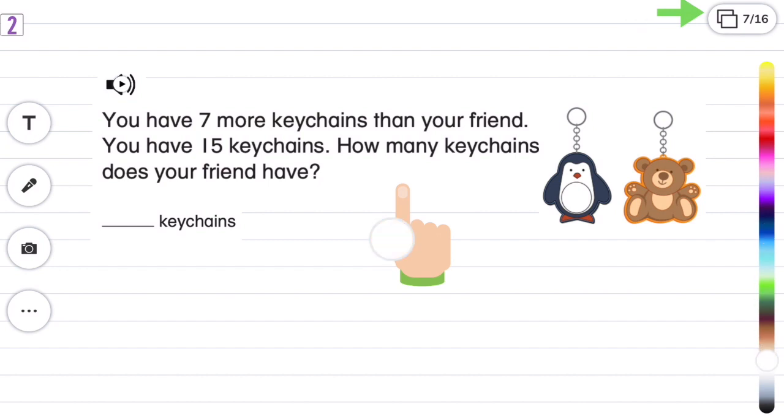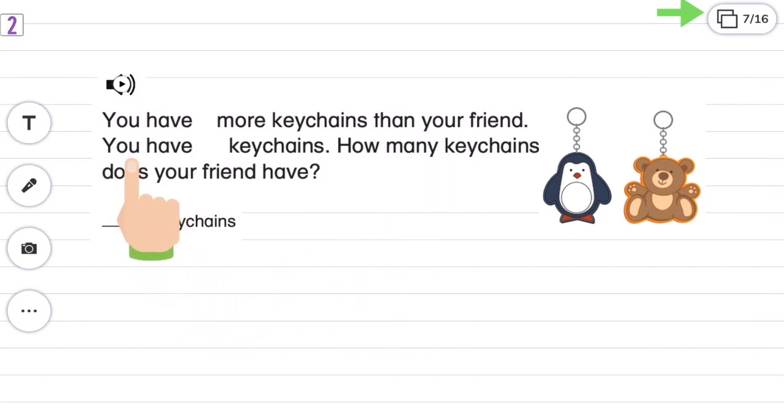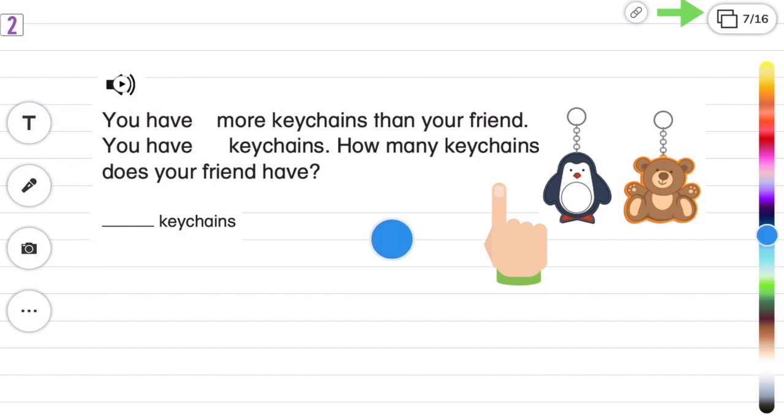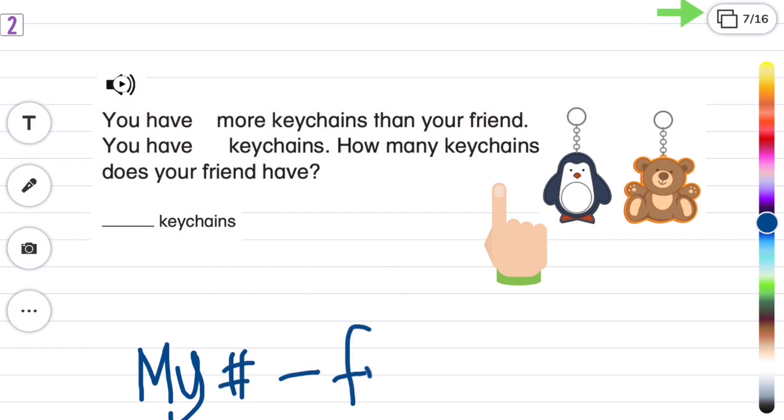Let's white out our numbers. Now let's read the problem. You have blank more keychains than your friend. So that sounds a lot like the first problem we did. Remember, you have more keychains than your friend. So my number is bigger than my friend's number. And I need to know by how many more.